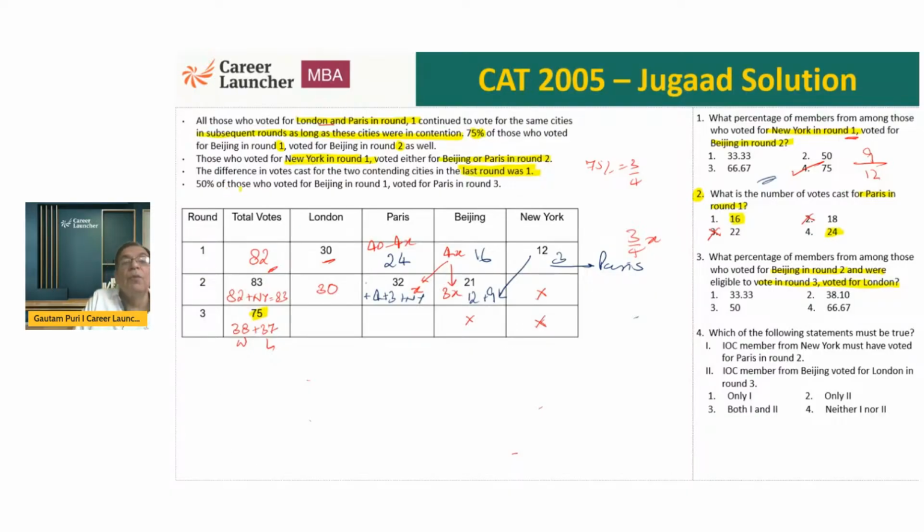Next statement. 50% of those who voted for Beijing in round 1 voted for Paris in round 3. Now, let us look at this item again. 4x people voted for Beijing in round 1, right? Out of them, 2x have to vote for Paris in round 3. As per the statement, what does that mean? That means if I look at round 3, I should get another x. Out of these 4x, x has already happened in round 2.